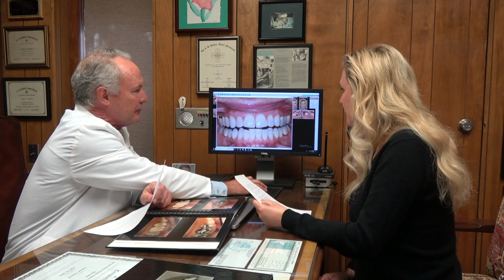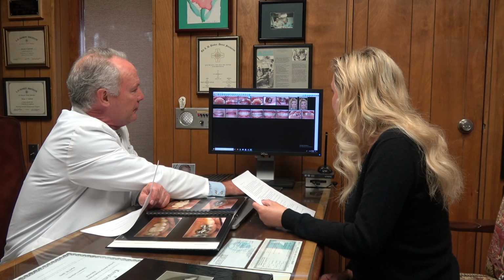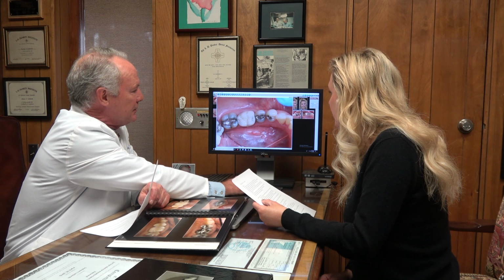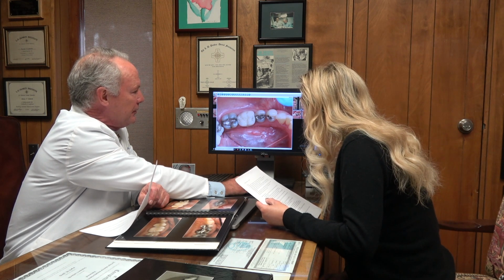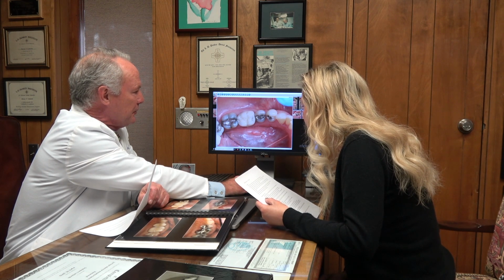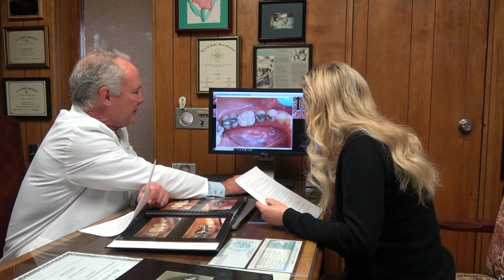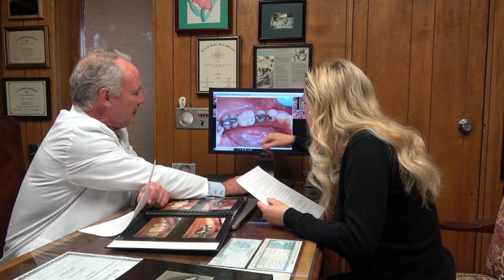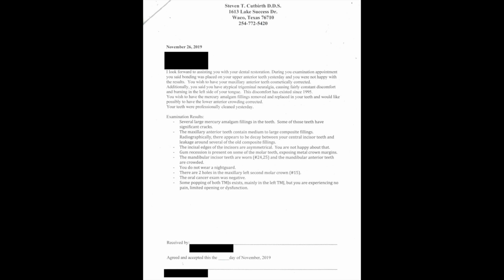Yes. It was so clear when I saw those photographs. Isn't photography fantastic? I had no idea. Well, I am such a visual learner. If somebody just tells me something, it goes over the top of my head. I had no idea. That just looks terrible. That's really worrisome right there. Yeah. The maxillary anterior teeth contain medium to large composite fillings.